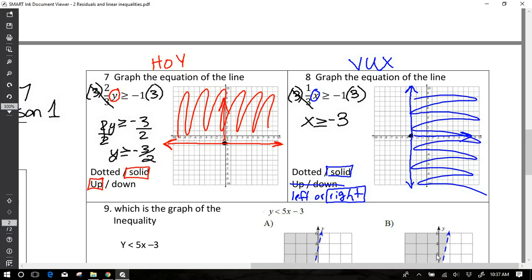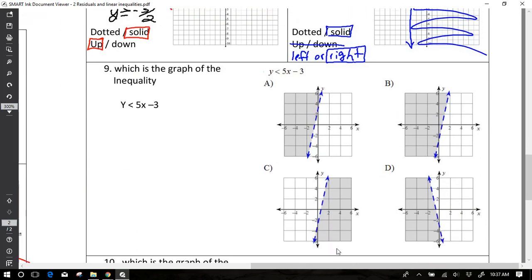Great job. We're almost done. We've got some EOC example problems here to look at. So let's decide which of these graphs is the inequality of y is less than 5x minus 3.